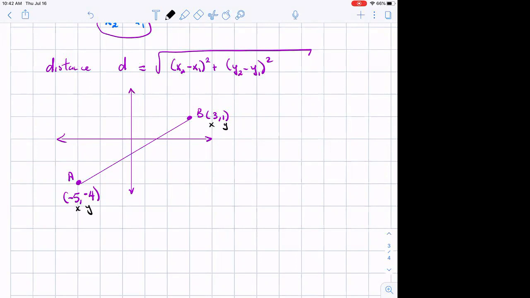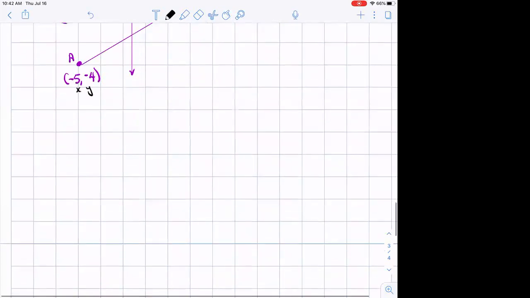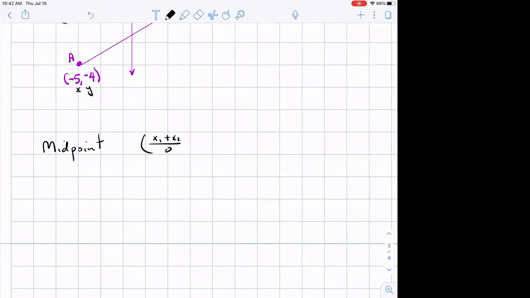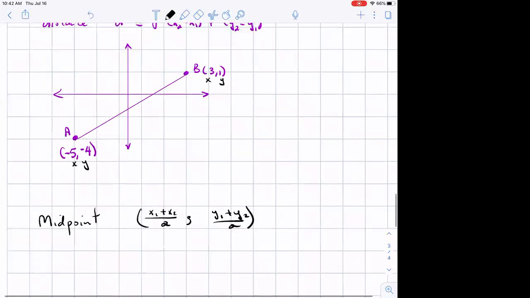You should also know what is called the midpoint formula. The midpoint is x1 plus x2 divided by 2, comma, y1 plus y2 divided by 2. And the midpoint would be somewhere over here, if I had to guess. It's the middle of the line. It's the location of the middle of the line.